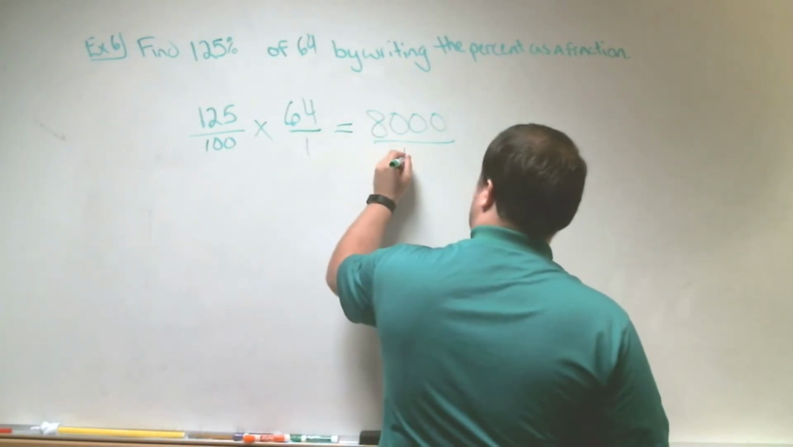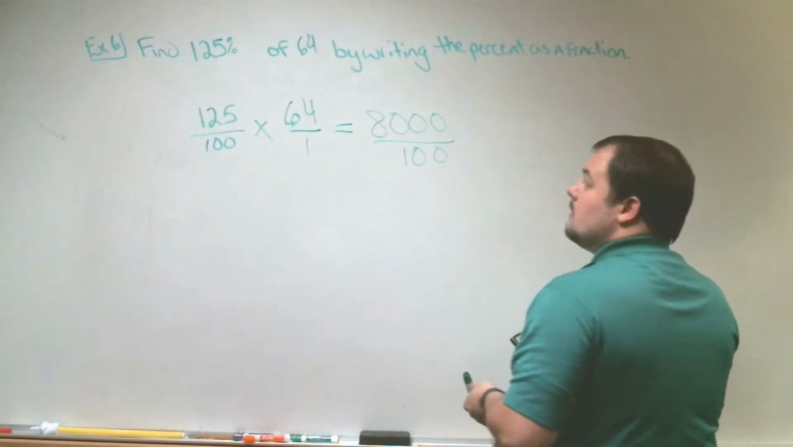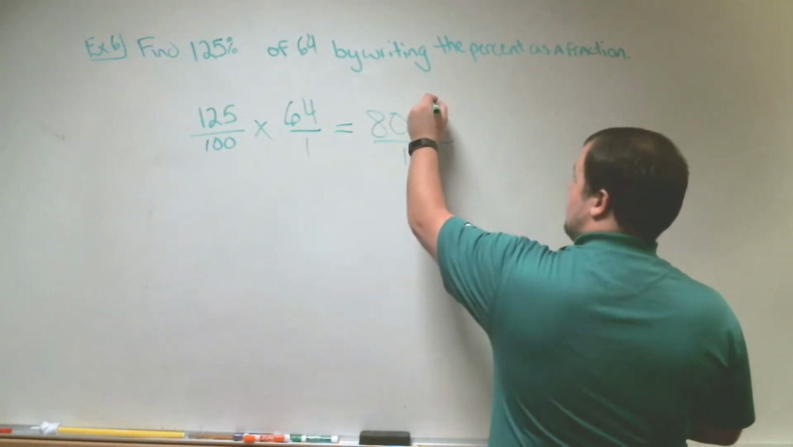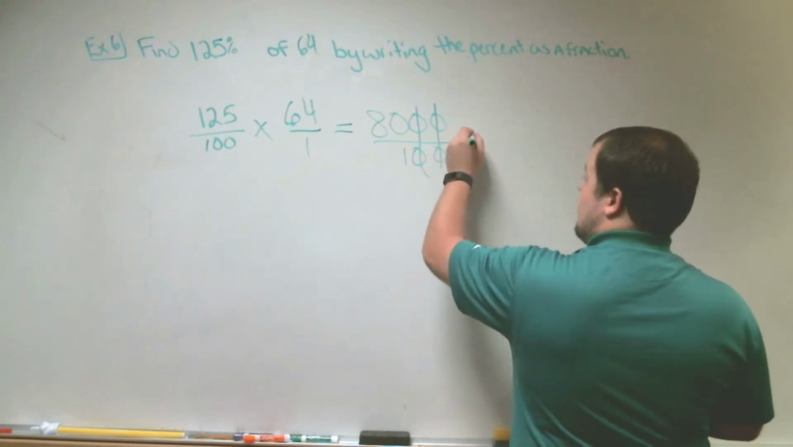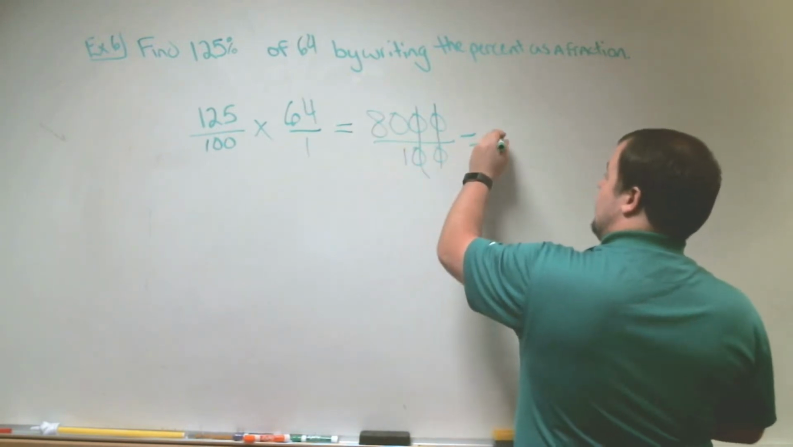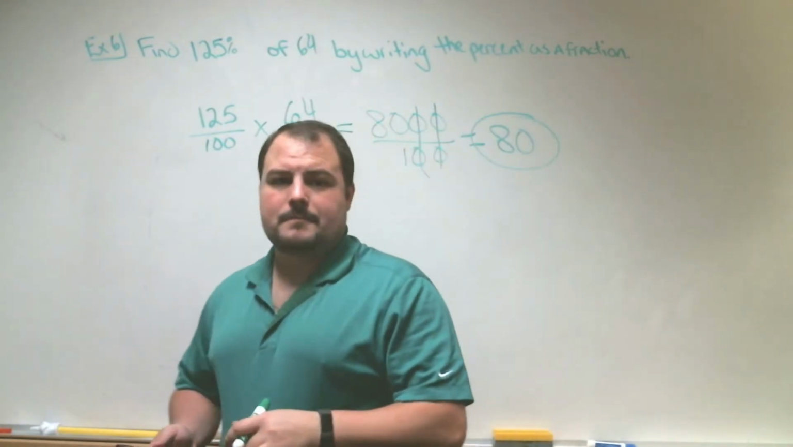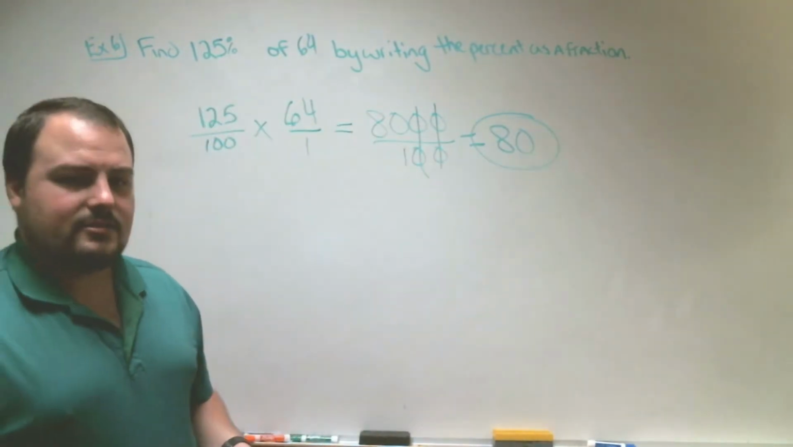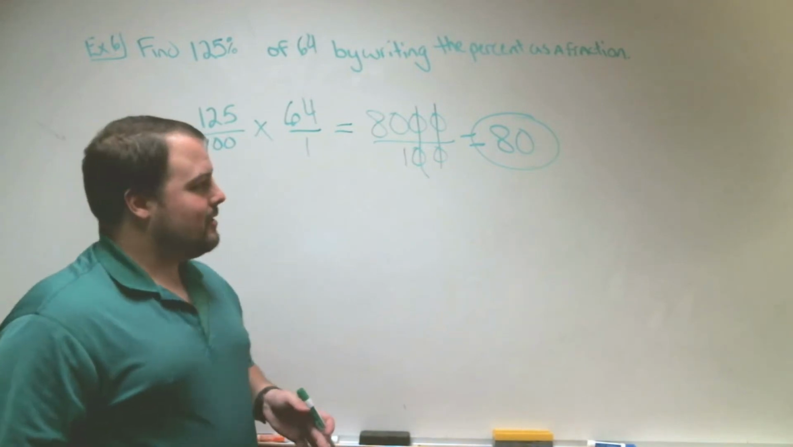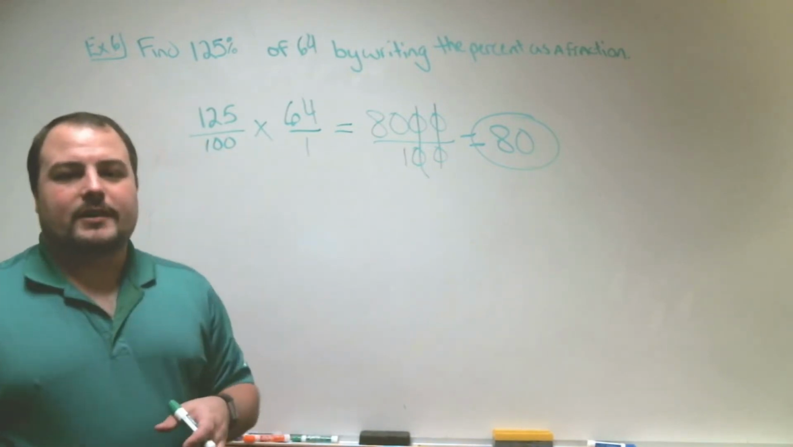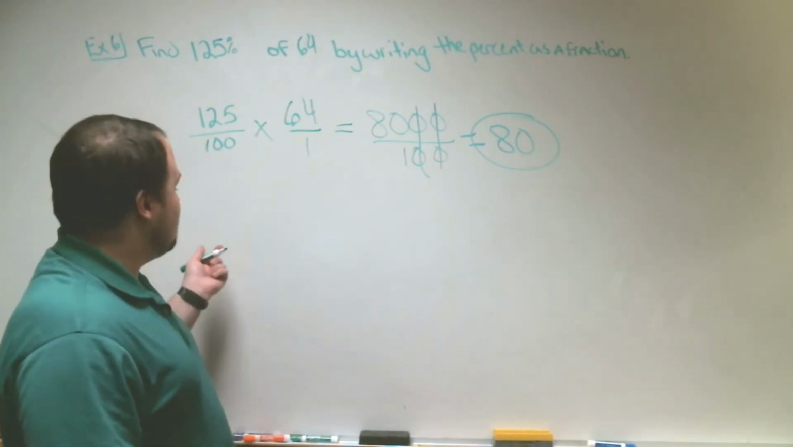100 times 1, that's 100. And now all I have to do, zeros on top cancel out. And 80 divided by 1 is 80. So this means that if I got 80 questions right on a test of 64, which means I got extra credit, then I get 125% on that quiz or that test.